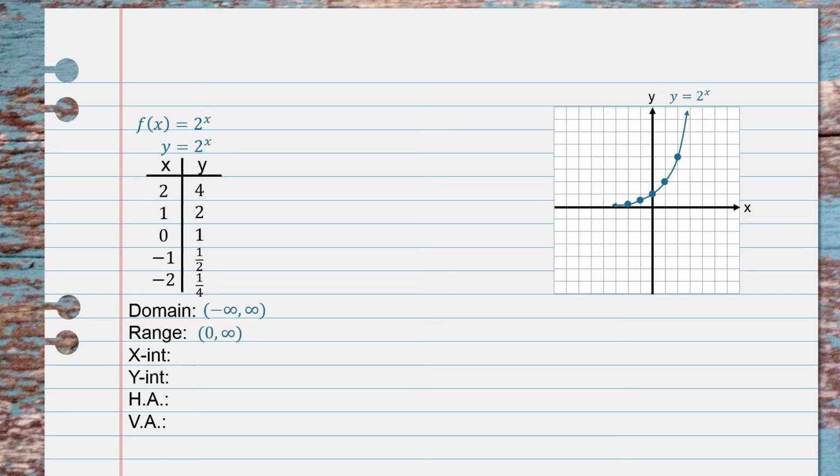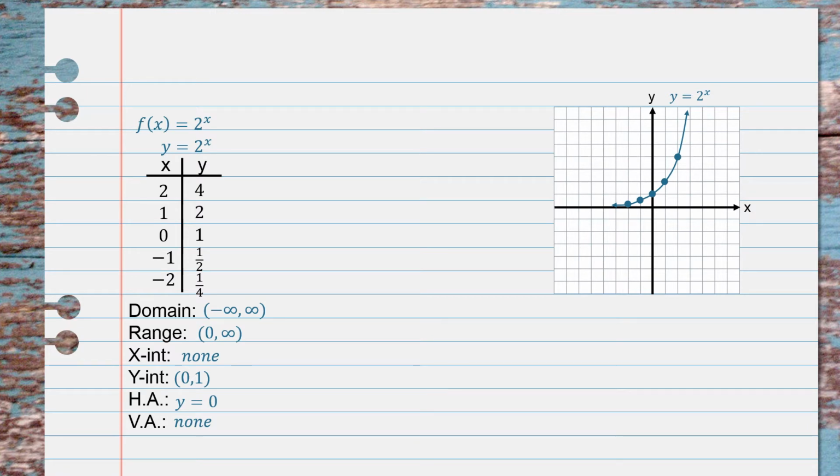The x-intercept. Turns out the graph never crosses the x-axis, so there is none. For the y-intercept, we see it crosses at 0, 1. For a horizontal asymptote, it appears at y equals 0. In vertical asymptote, well, there is none.